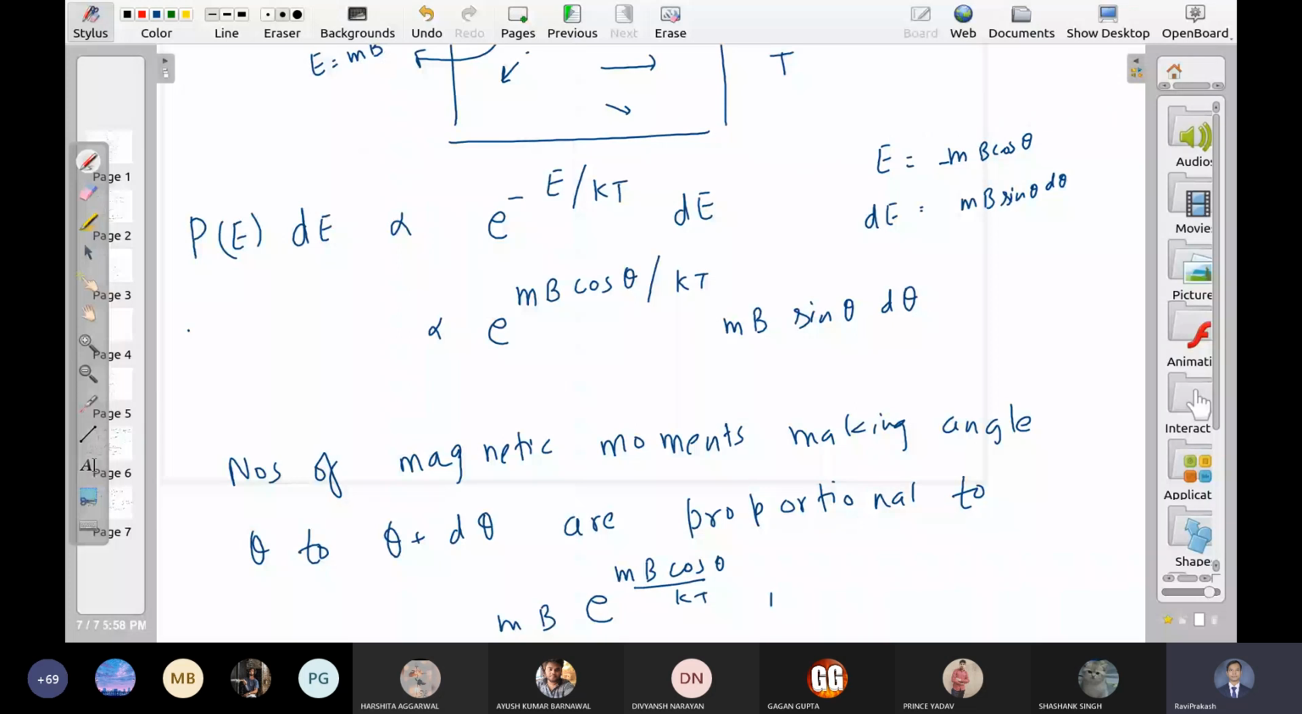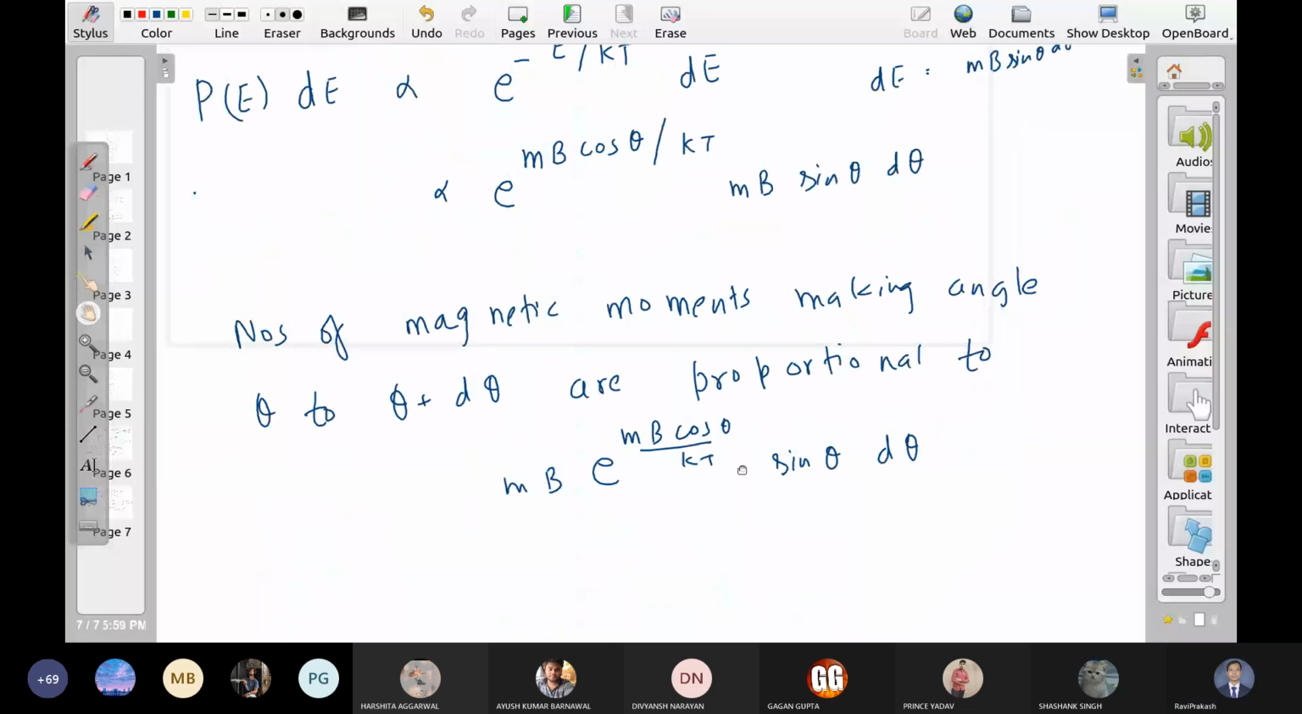Okay. So now we know how many are parallel to the field, how many are opposite to the field, how many are perpendicular to it, how many are making 45 degree, and so on. Okay. So once we know this distribution, now we can calculate whatever we want. जब हमको distribution मिल गया, तब हम कुछ भी calculate कर सकते हैं.